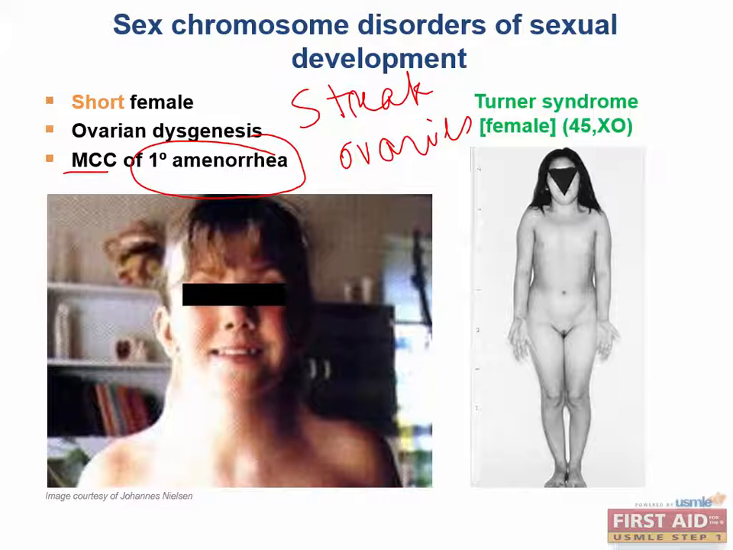Primary means that they have never had a period, whereas secondary means they have had normal periods in the past, but now those have stopped. If you get a question asking about primary amenorrhea, you absolutely have to think about Turner syndrome. Differential diagnoses might include Mullerian agenesis or anatomical abnormalities like imperforate hymen or vaginal septum.